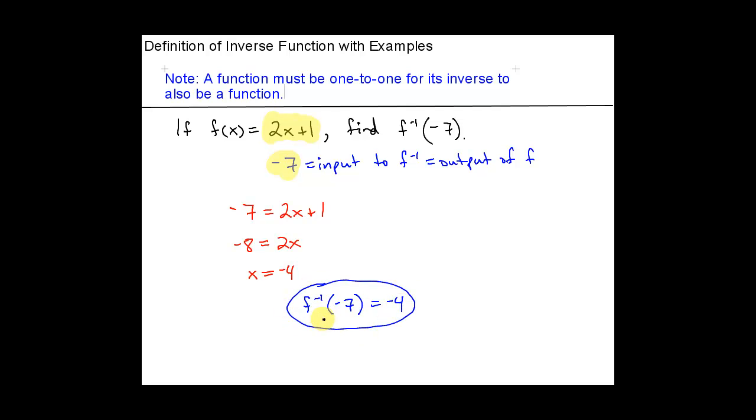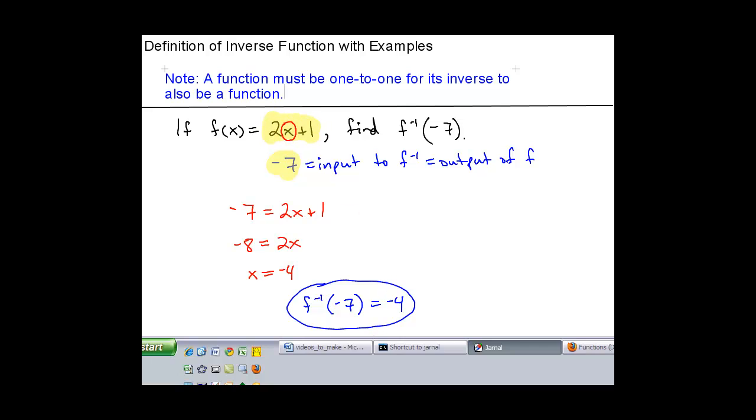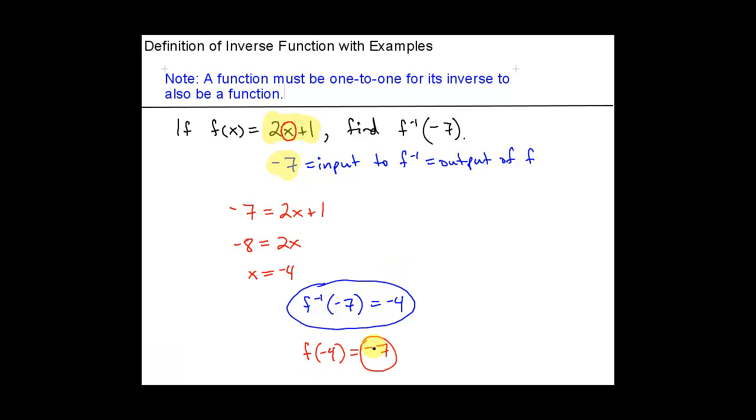Okay? Now let's see why this is true. If that's true, then f of negative 4 has to equal negative 7, just swapping the two and using the original function. Well, you can see that if you plug negative 4 into the original function, 2 times negative 4 is negative 8, plus 1 is the negative 7 you get down here. So that's how you would verify it.